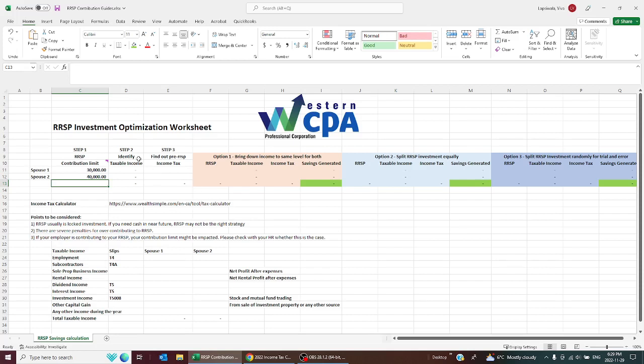Now, step two is to identify your taxable income. When we ask people about their taxable income, they're like, oh yeah, my salary is $100,000 and that's my taxable income. No, that's not the case. Your taxable income could include many other things that are mentioned here.